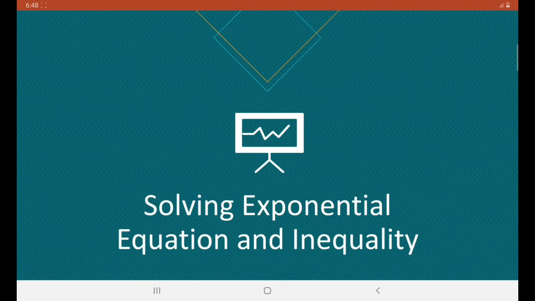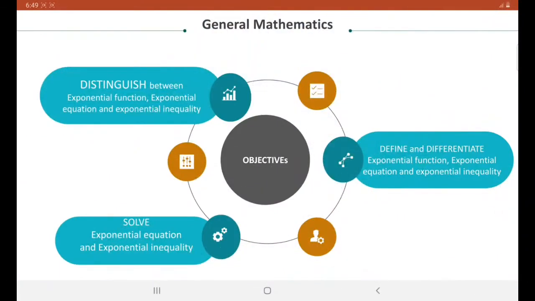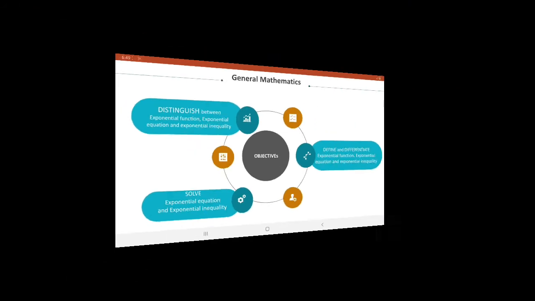So, ang lesson natin ngayon is about solving exponential equation and inequalities. At the end of this session, you have to distinguish between exponential function, exponential equation, and exponential inequality. Also, you have to define and differentiate exponential function, exponential equation, and exponential inequality. And hopefully, at the end of this video presentation, you are able to solve exponential equation and exponential inequality.